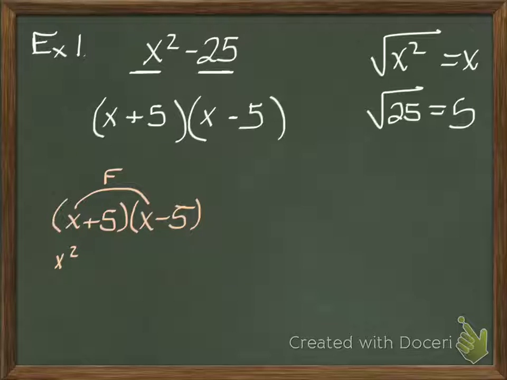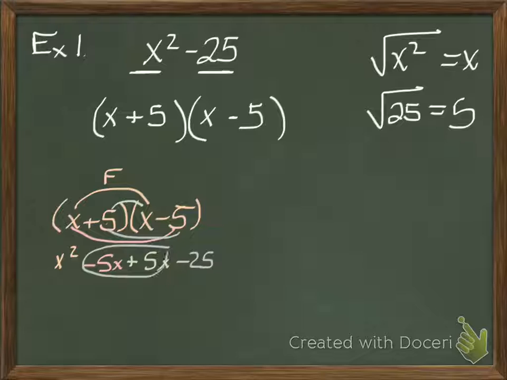When we multiply our outer together, that gives us a minus 5x. When we multiply our inner together, that gives us a plus 5x. And we multiply our last together, that gives us the minus 25. The middle two terms are going to cancel out, leaving you just with x squared minus 25.